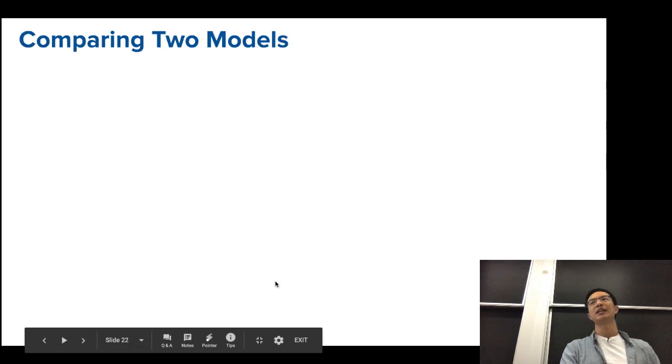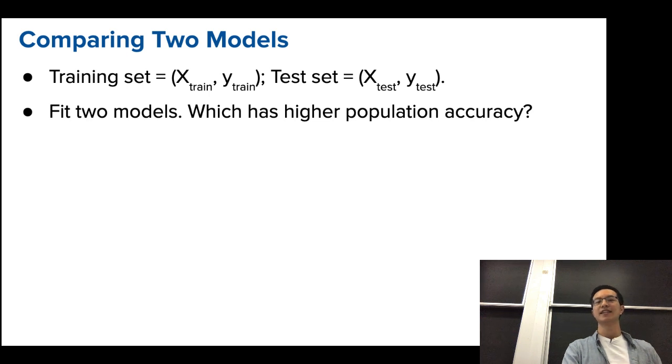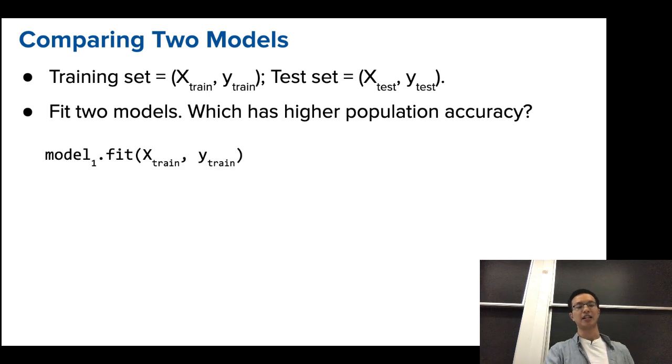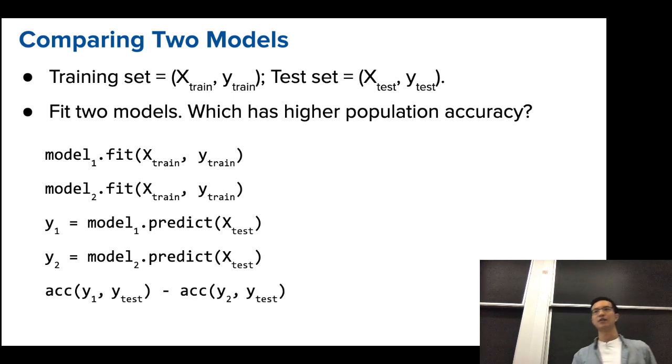We can do the same thing in comparing two models. If I have a training set and a test set, and I fit two models, I can ask the question, which one does better on the population? And again, I can't know that, but I can estimate it. The way I estimate it is I fit both models on my data, look at the models' predictions on the test set, and compute the difference in accuracy between the two models.